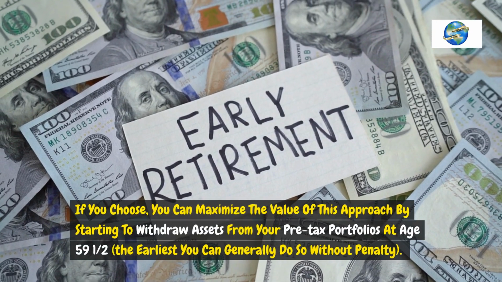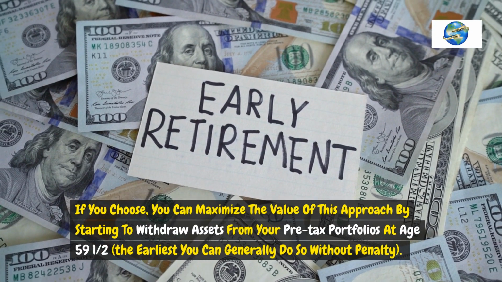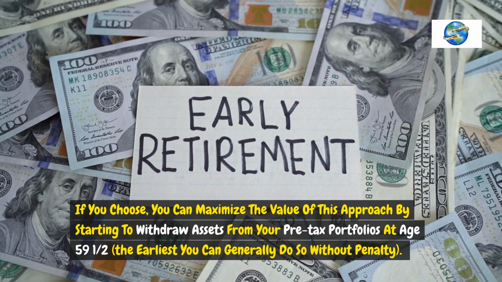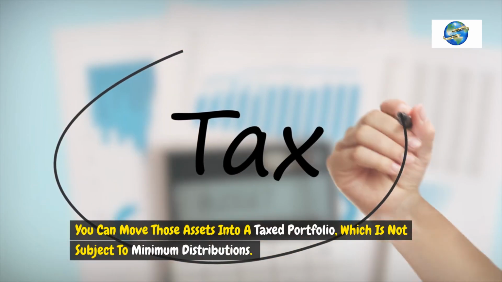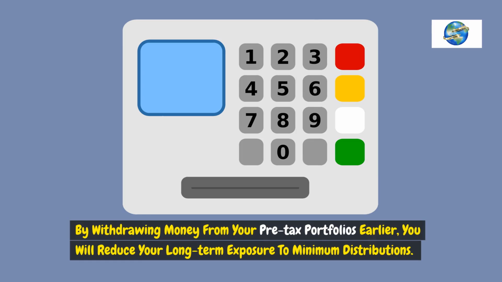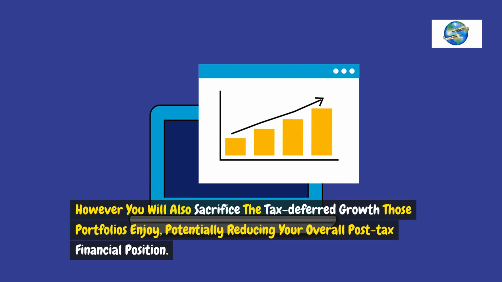If you choose, you can maximize the value of this approach by starting to withdraw assets from your pre-tax portfolios at age 59 and a half, the earliest you can generally do so without penalty. You can move those assets into a taxed portfolio, which is not subject to minimum distributions. Although, as with Roth conversions, this is a trade-off. By withdrawing money from your pre-tax portfolios earlier, you will reduce your long-term exposure to minimum distributions. However, you will also sacrifice the tax-deferred growth those portfolios enjoy, potentially reducing your overall post-tax financial position.